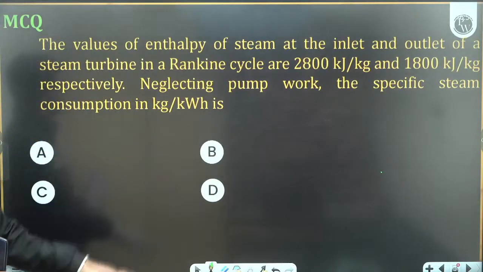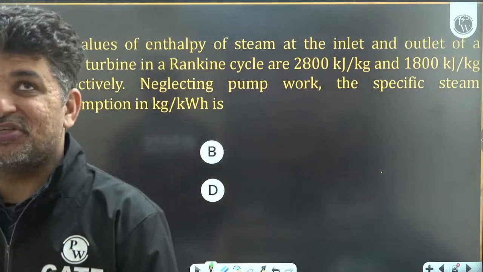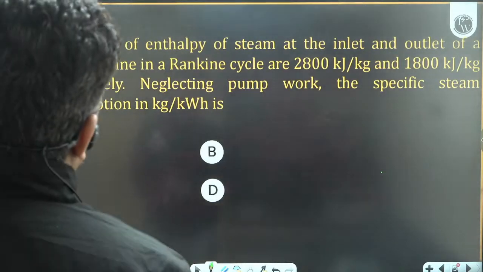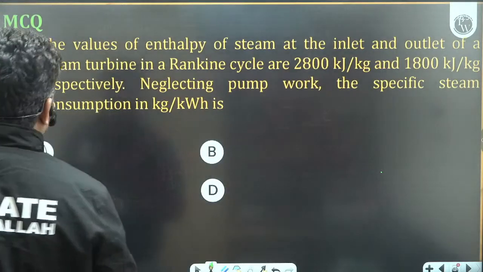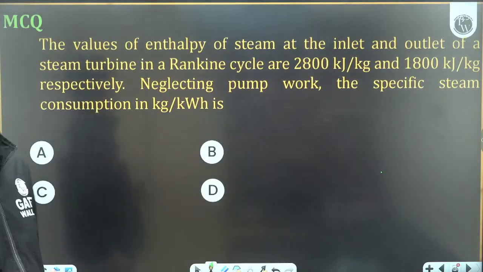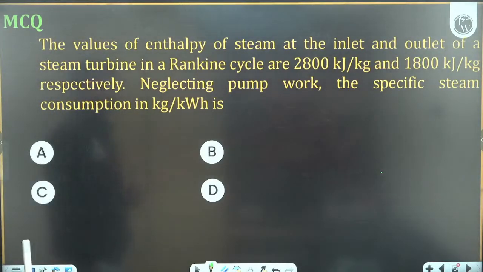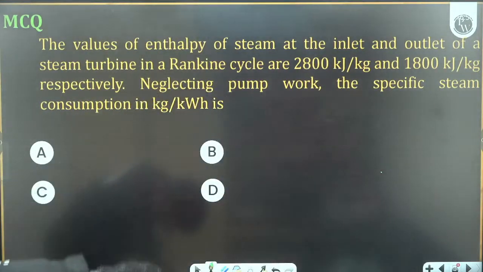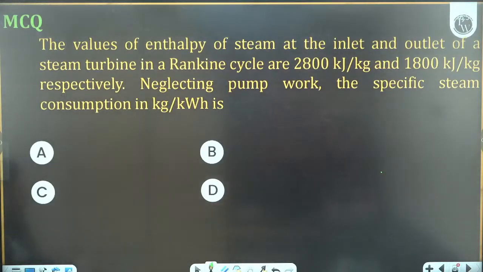Okay, so you can consider this to be a numerical answer type question. It says the values of enthalpy of steam at the inlet and outlet of a steam turbine are 2800 and 1800 kilojoule per kg. And neglecting the pump work. So you have to neglect the pump work. He is asking what is the specific steam consumption. So quickly calculate what is the specific steam consumption.